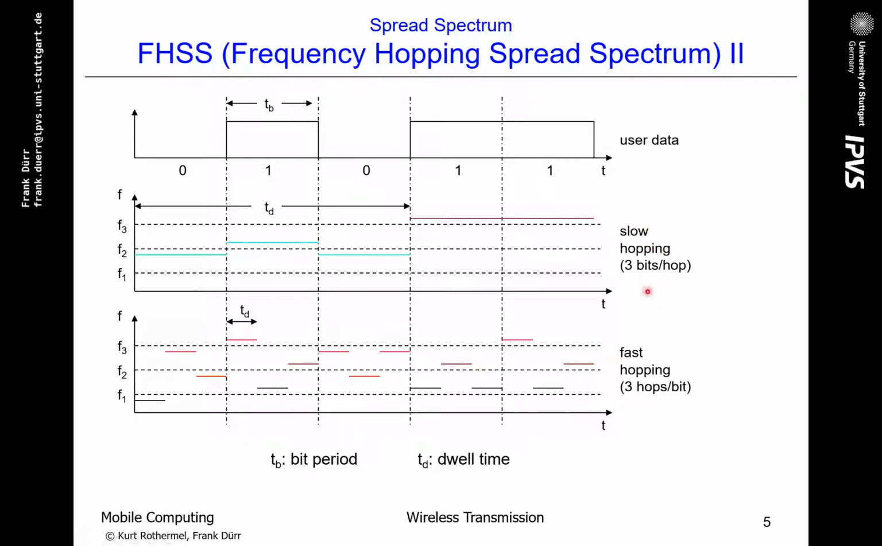Slow hopping, several bits per hop. Fast hopping, several hops per bit. So exactly the other way around.